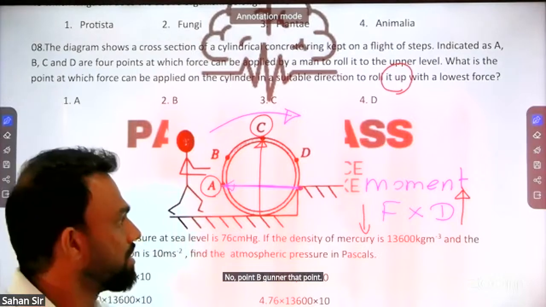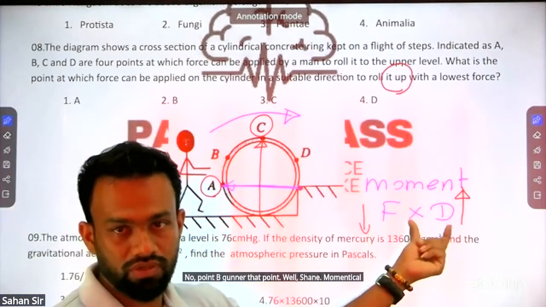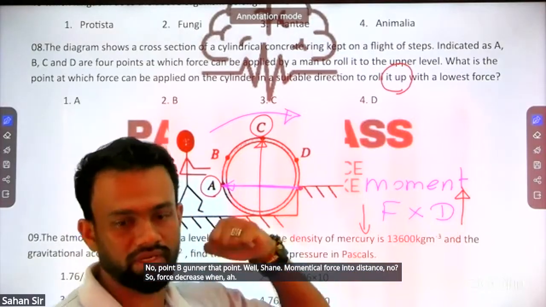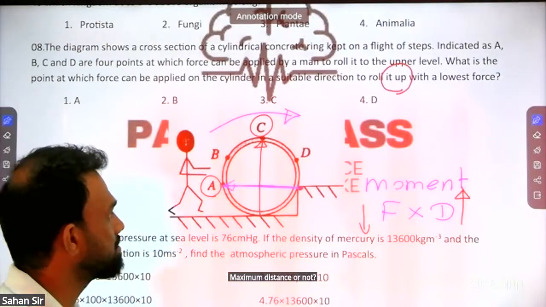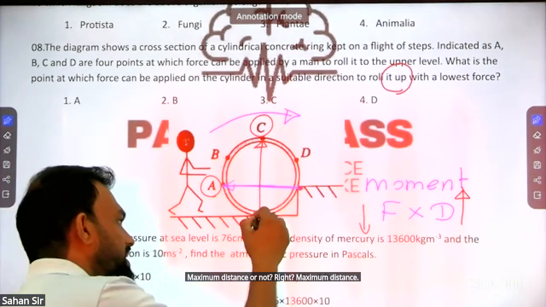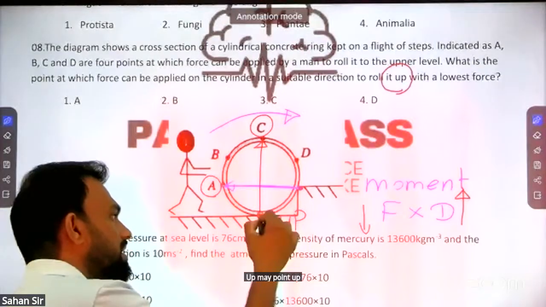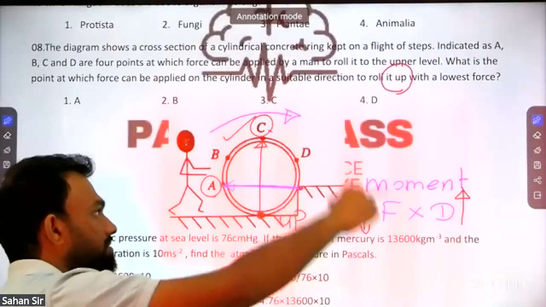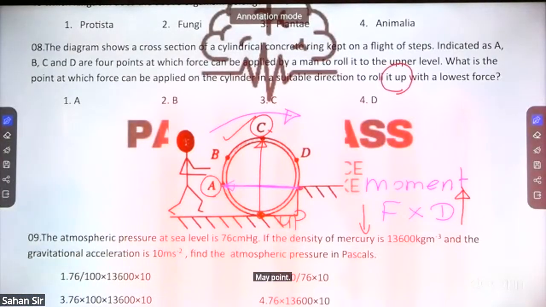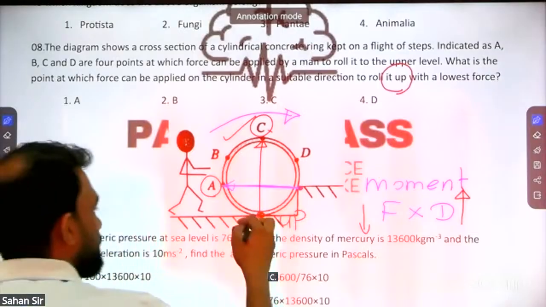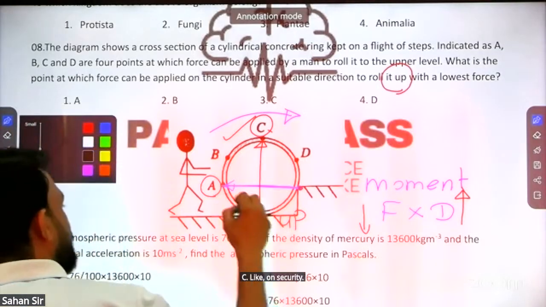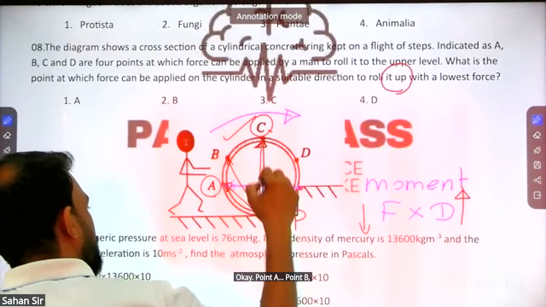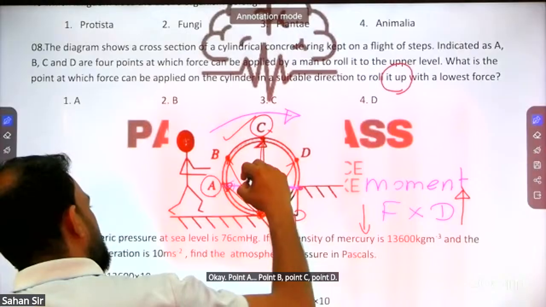රොෂේන් moment equal force into distance no. So force එක decrease වෙන්න නම් maximum distance එක ගන්නවා. Right? Maximum distance එක. අපි මේ point එක up නම් මේ point එක තමයි consider කරන්න වෙන්නේ. එතකොට ගන්න වෙන්නේ answer එක C. Right? Answer එක C. මේ point A, point B, point C, point D. Maximum distance එකක් තියෙන්නේ point C.